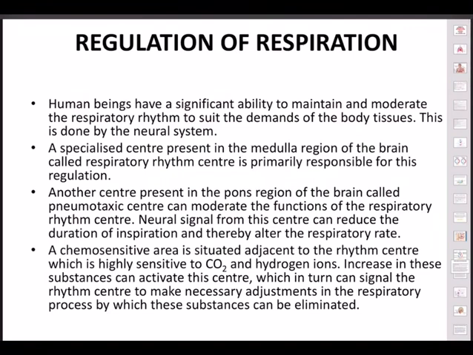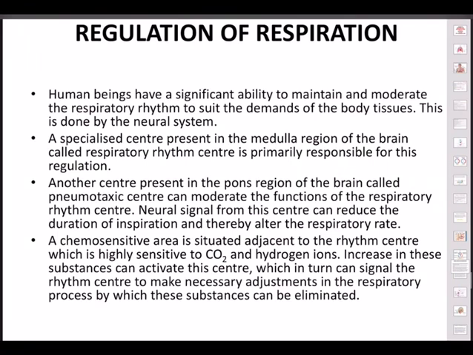Let's study that. So, regulation of respiration. Human beings have significant ability to maintain and moderate the respiratory rhythm to suit the demands of the body tissues. This is done by the neural system, nervous system. A specialized center present in the medulla region of the brain called the respiratory rhythm center is primarily responsible for this regulation. So it is the respiratory rhythm center in the brain, particularly the medulla.